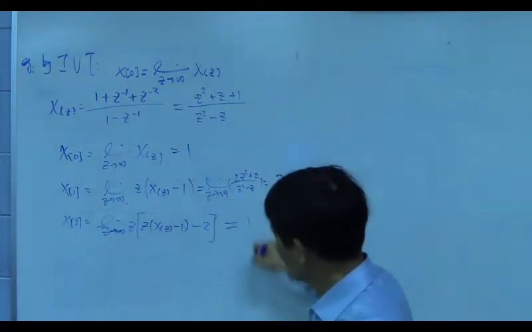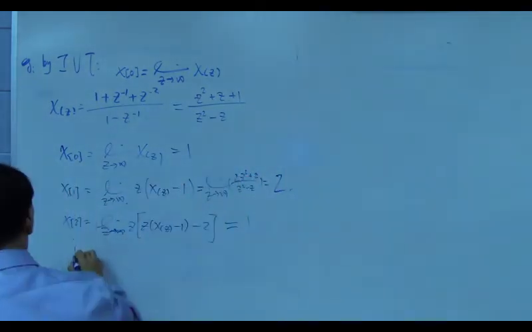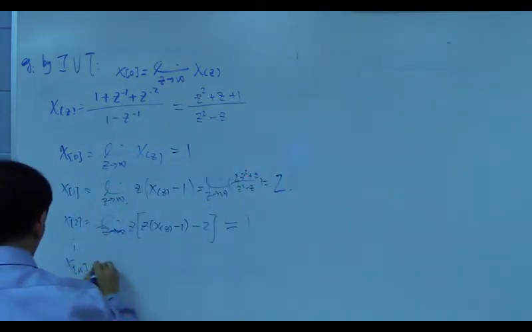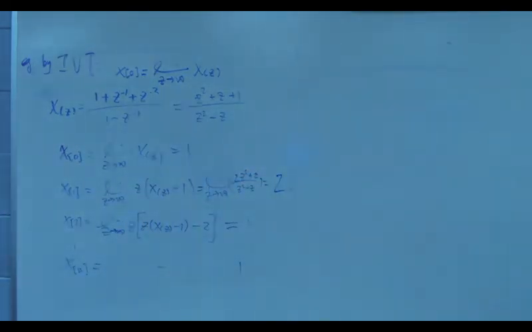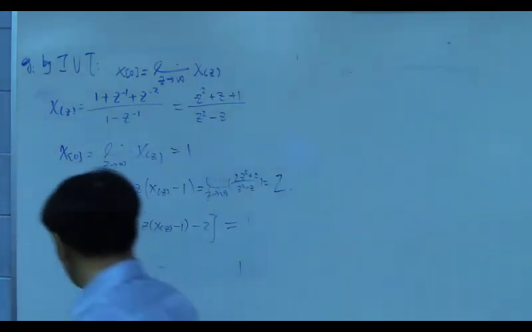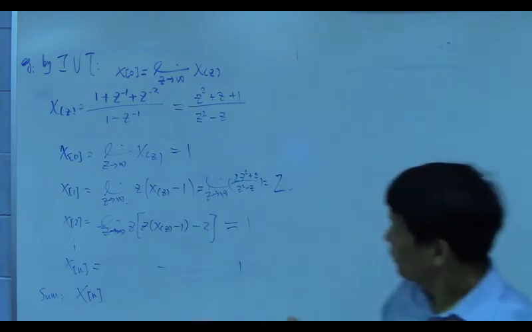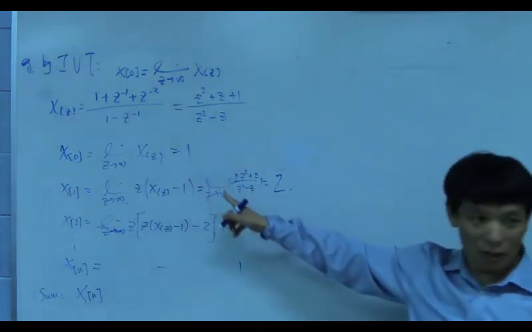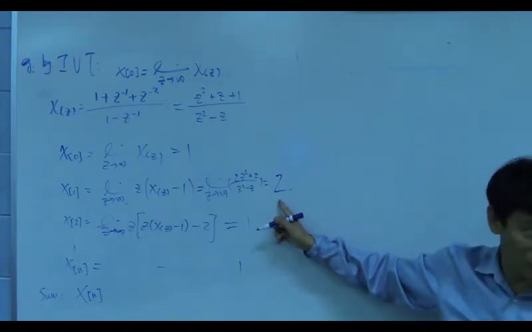And this limit equals 1. And you do all this, you find that all of this equals 1. Alright, so now tell me what is xn? In general, all xn equals 1 except this next one, this one equals 2.